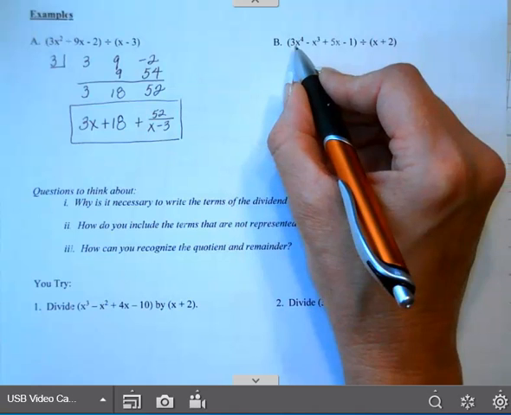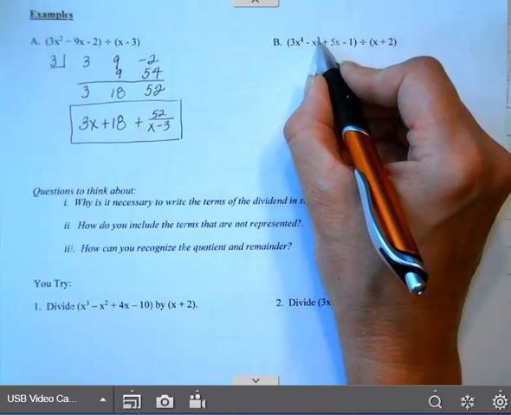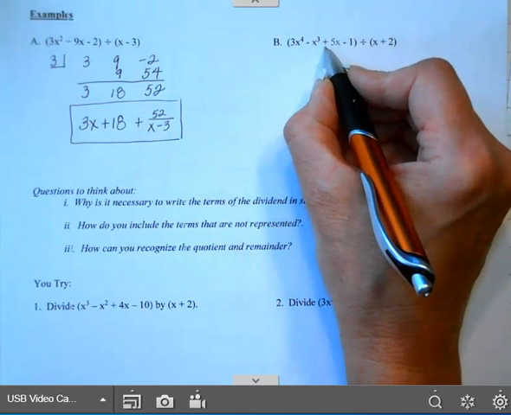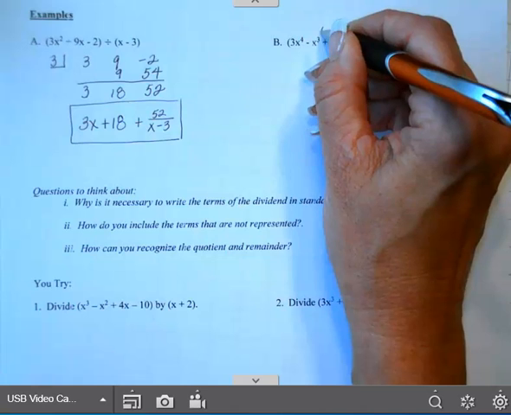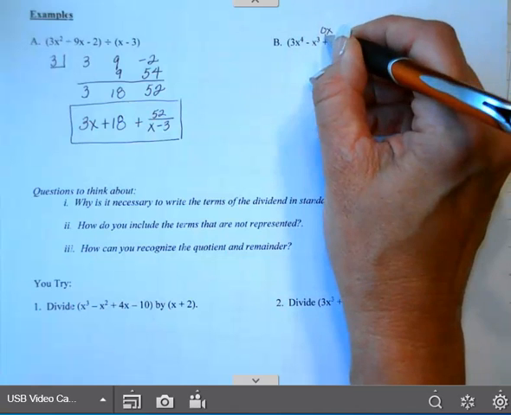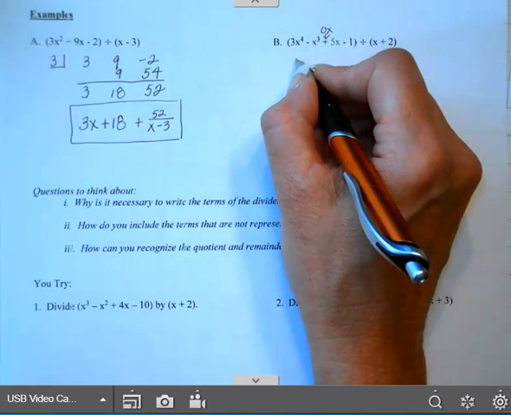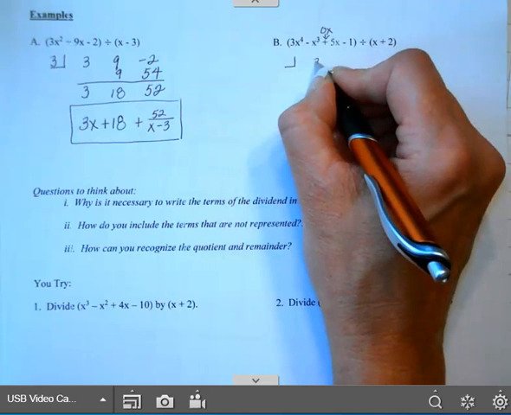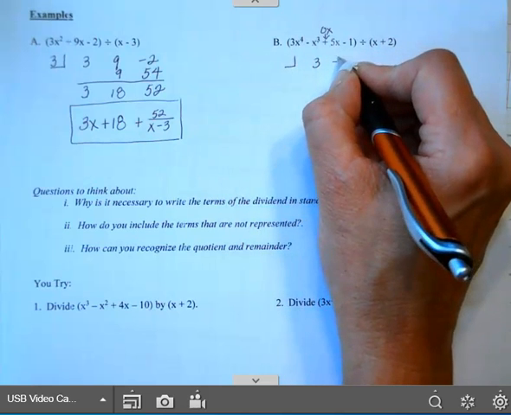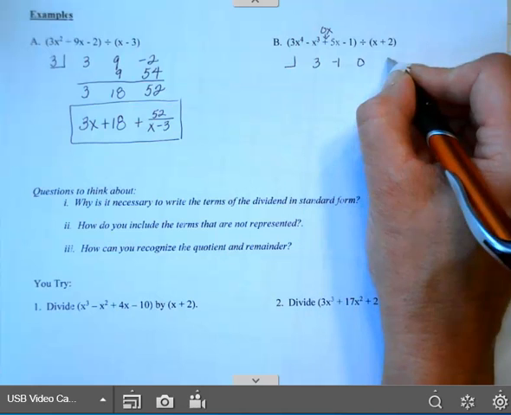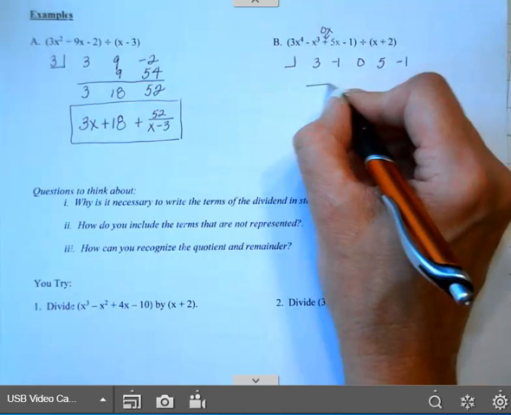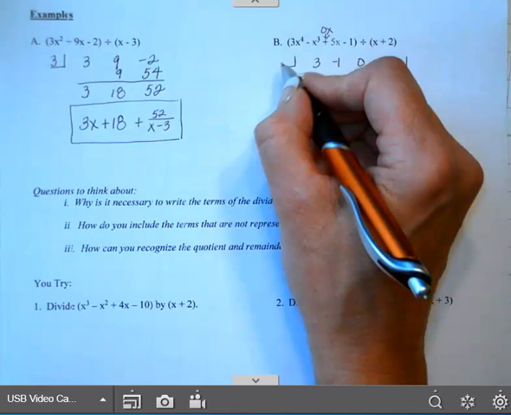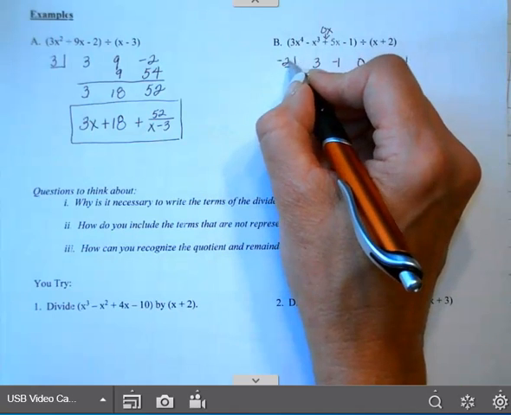And then on this one, notice I go x to the 4th, x to the 3rd. I don't have an x squared term, so I'm going to need to put a placeholder there. And then 5x and minus 1. So I need a placeholder for 0x between those two. So 3, negative 1, 0, 5, negative 1. What makes the divisor 0 is negative 2. That's what goes in the box.